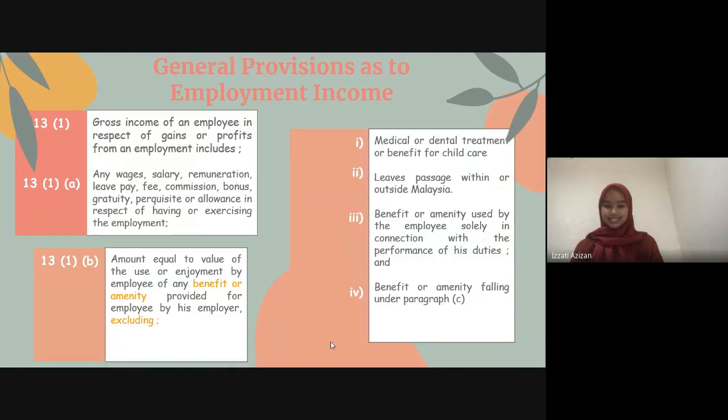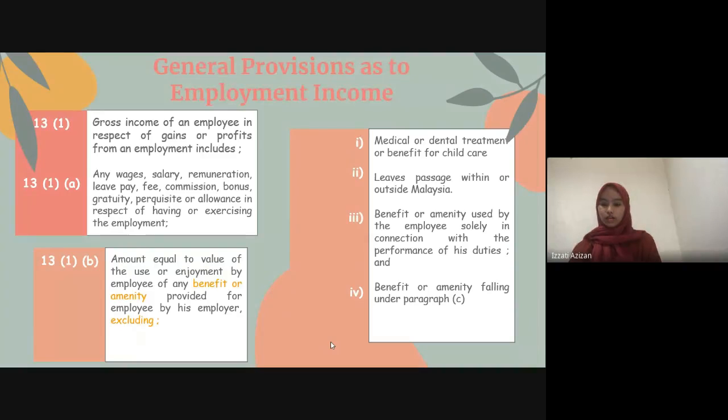So section 13, subsection 1B1 covers medical or dental treatment or benefit for child care. Second is leave passage within or outside Malaysia. If within Malaysia, not exceeding 3 times, including meals and accommodation. If outside Malaysia, the maximum is 3,000.